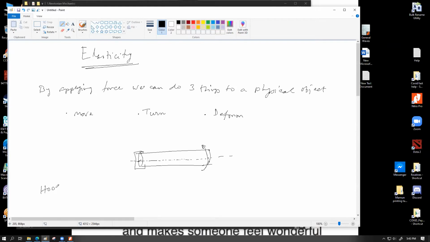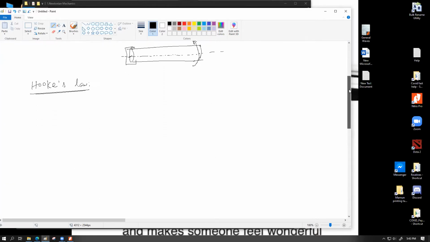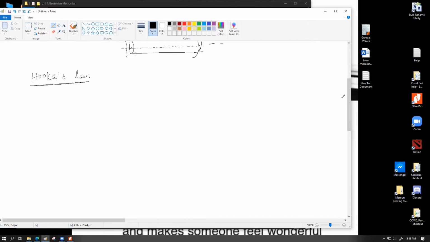Now, an important part about Hooke's law is that Mr. Hooke has an E in his name, so don't miss this out whenever you are writing this in your answers to any of the questions. Hooke's law has an E in his name. So Hooke's law goes like this.